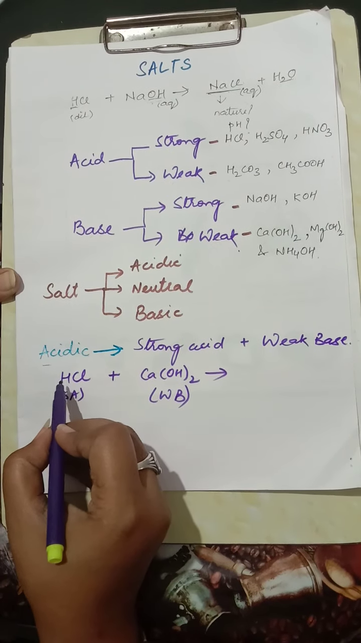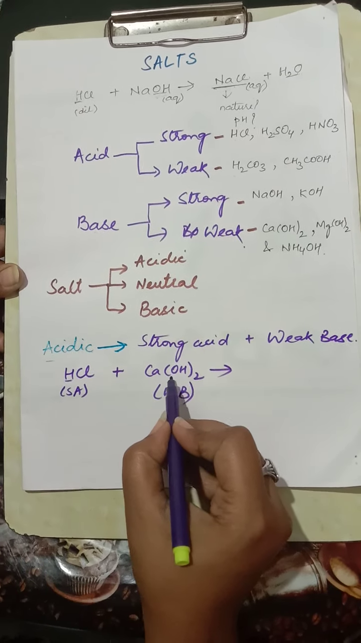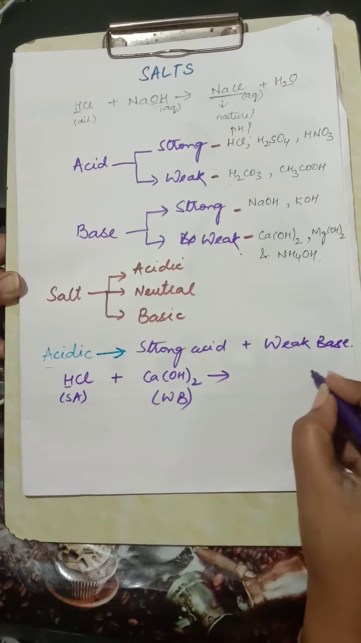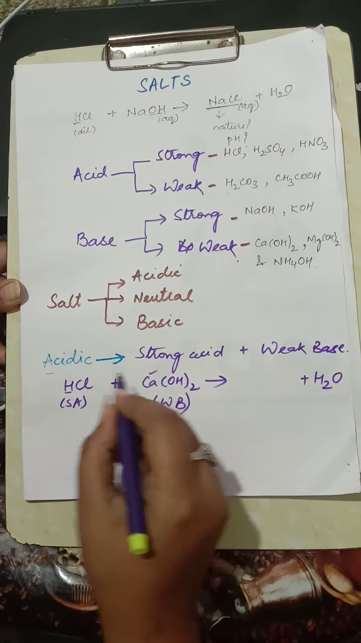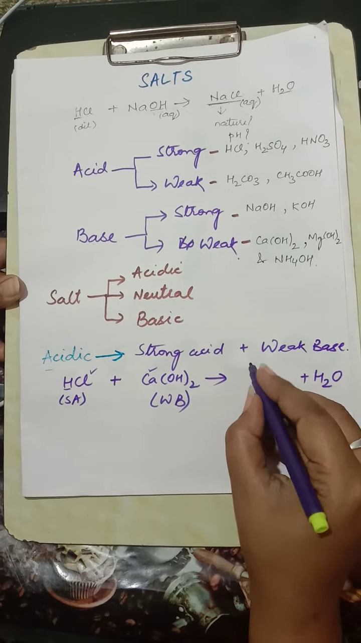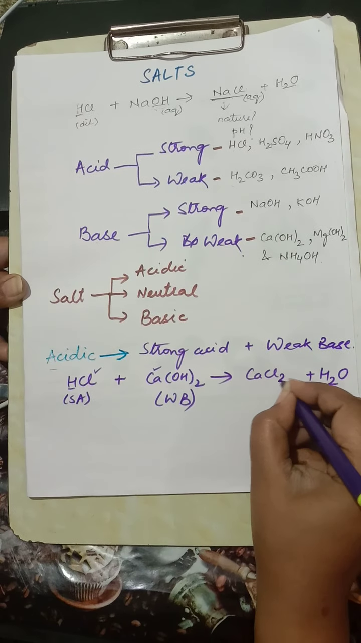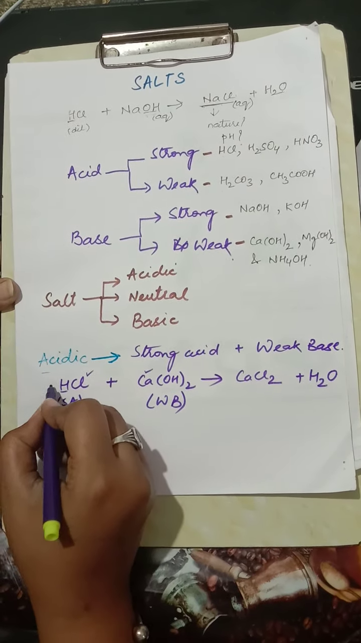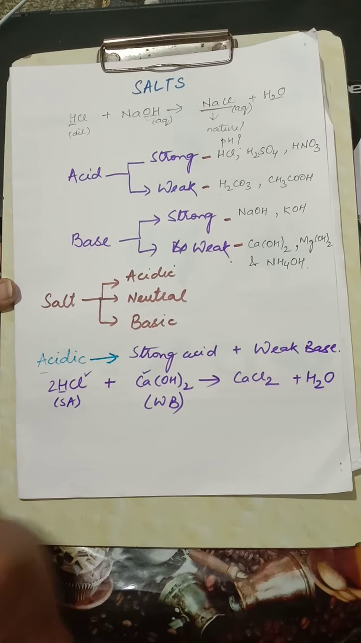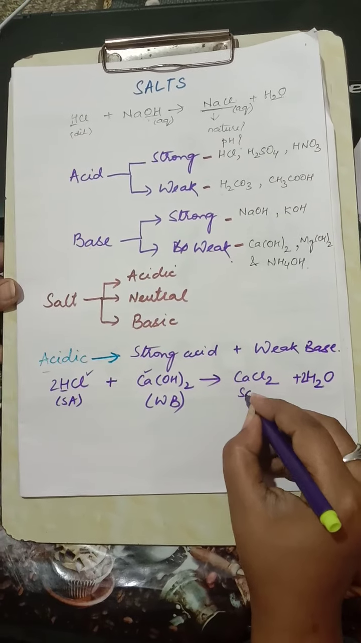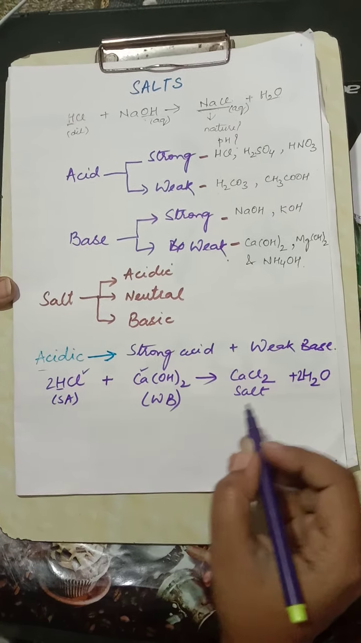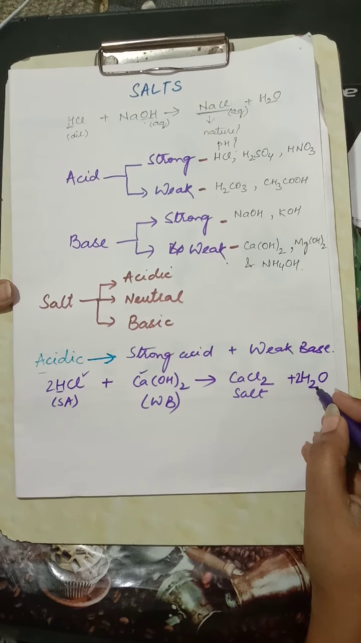What will happen in this reaction? Hydrogen will combine with hydroxyl to form water molecule and calcium will combine with Cl to give you calcium chloride. To balance this chemical equation, we need two molecules of water. This is salt formed and this is water, you already know.